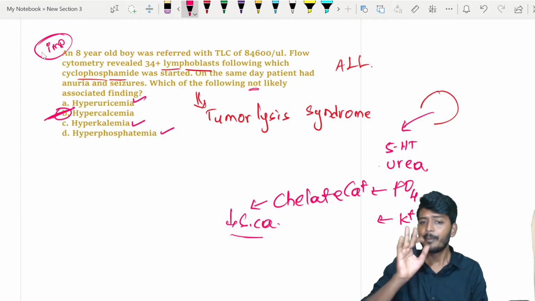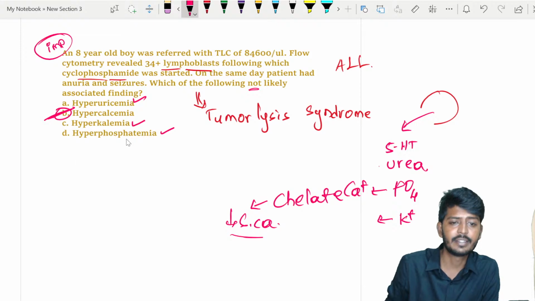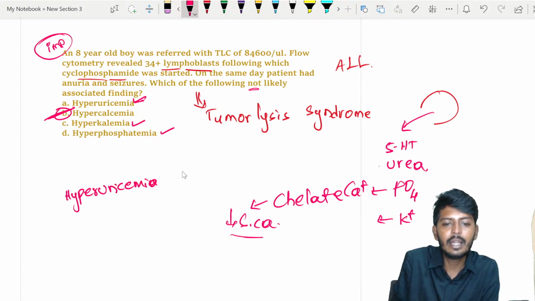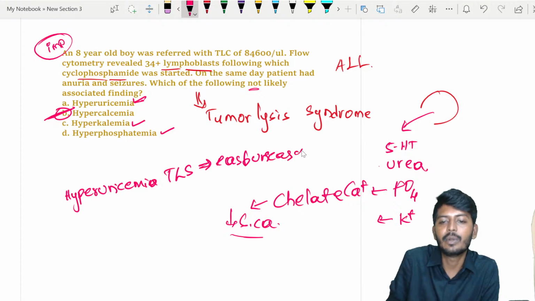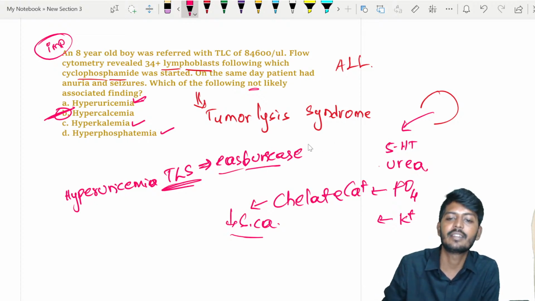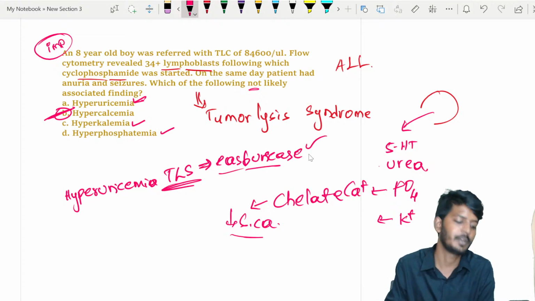Okay, so once you understood this, the treatment of hyperuricemia in tumor lysis syndrome, the drug of choice is rasburicase. What is the name of the drug? Rasburicase. For hyperuricemia caused by tumor lysis syndrome, the drug of choice is rasburicase. This question can possibly be asked.